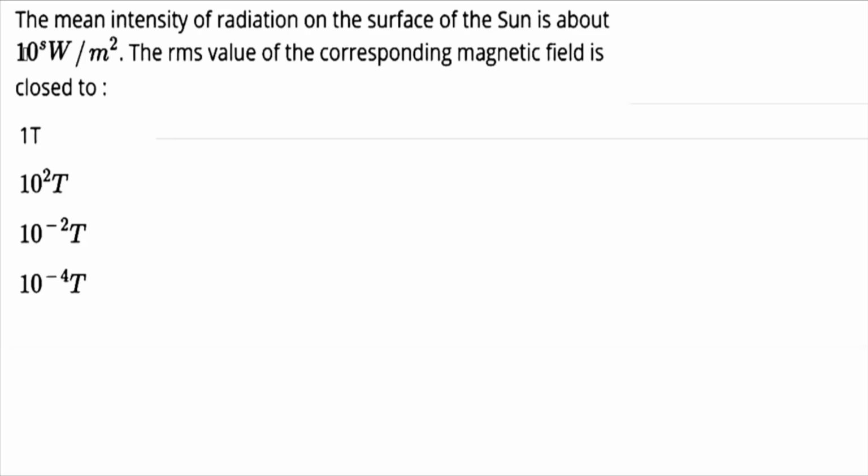Hello everyone, the question says that the mean intensity of the radiation on the surface of the sun is about 10 raised to power 8 watt per meter square. The RMS value of the corresponding magnetic field is close to. So in this question we have to find out the B RMS value, that is the root mean square value of the magnetic field.